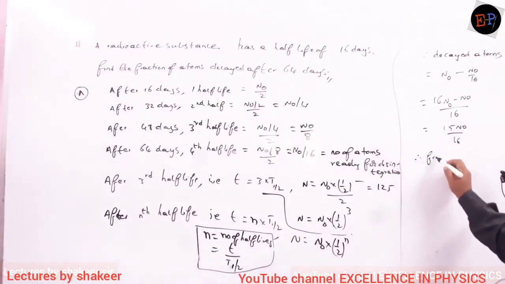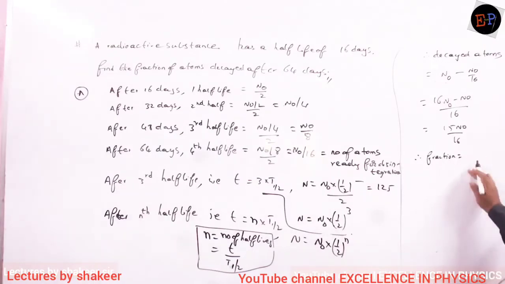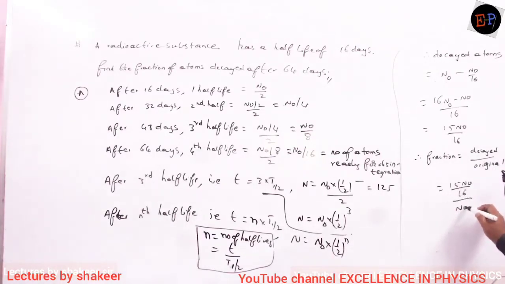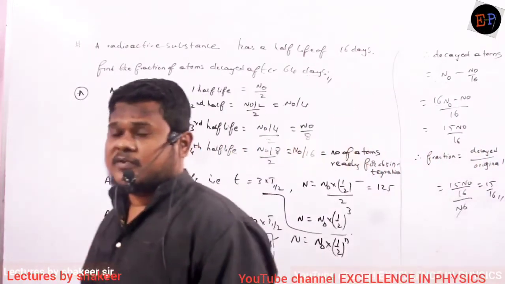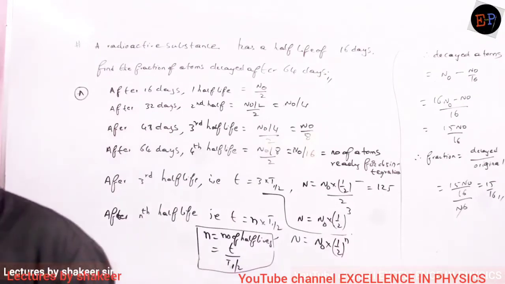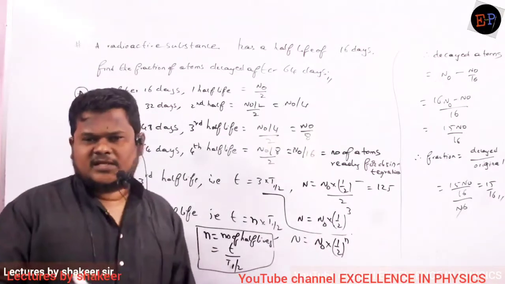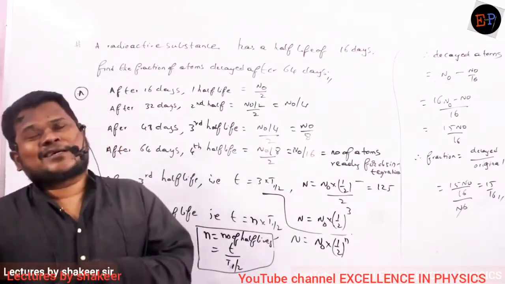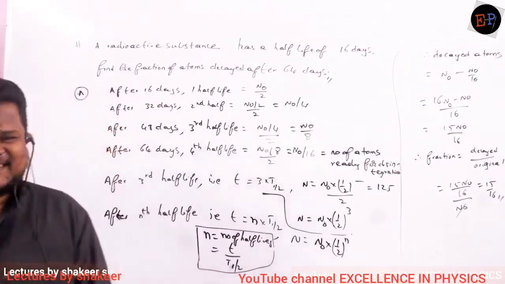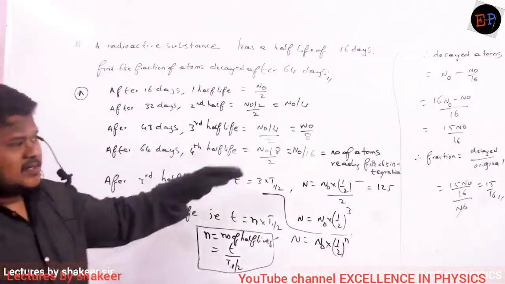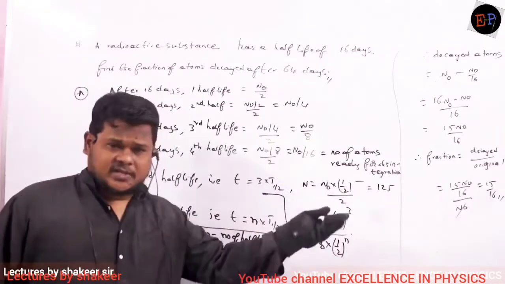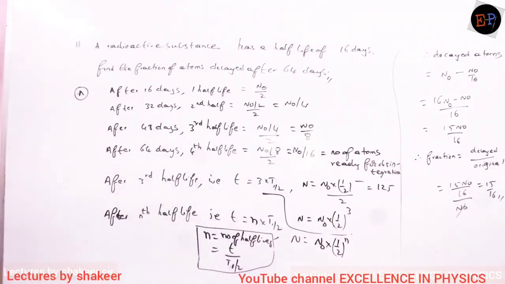Therefore, how can you calculate the fraction? Fraction is equal to decayed atoms by original atoms. That's all. This is the fraction. Decayed atoms 15 N0 divided by 16, divided by N0. N0 gets cancelled, so 15 by 16. So that is the fraction of atoms which have already decayed. Understood? So this is the general method of solving. Now if you use the equation, see whether you get the same answer or not. Okay?